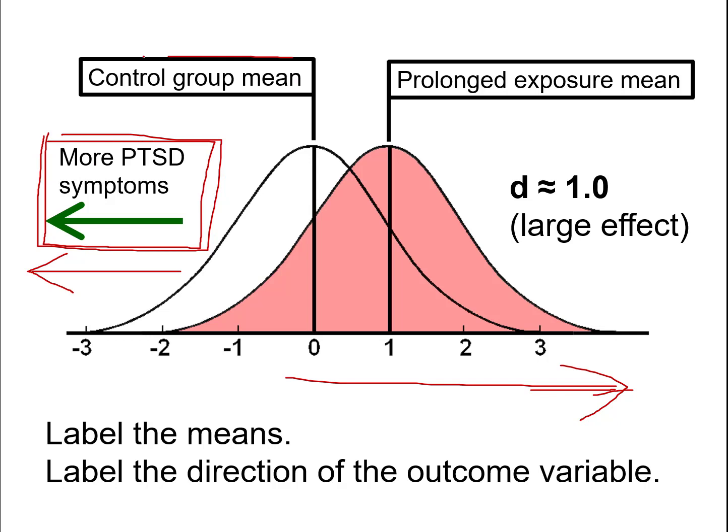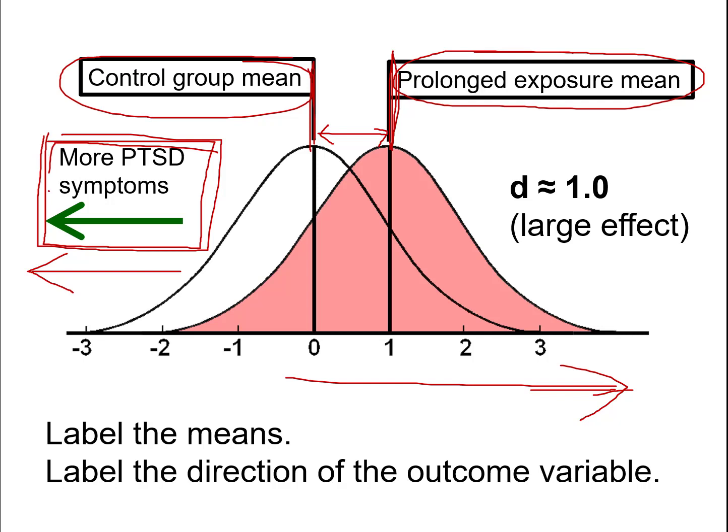And I'm going to label the mean. So here I put a label to clarify this is the mean for my control group, and I put a label here, this is the mean for the treatment group, the group that got that prolonged exposure therapy. And so now we can see that not only is there 1 standard deviation of difference between these two means, my picture now clarifies that the control group is having more PTSD symptoms because they're going more towards the left, and the prolonged exposure therapy group is having fewer PTSD symptoms because their mean is going towards the right.